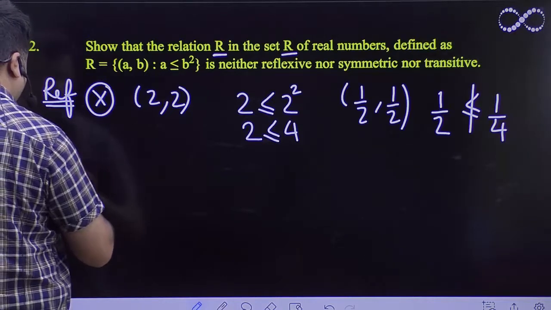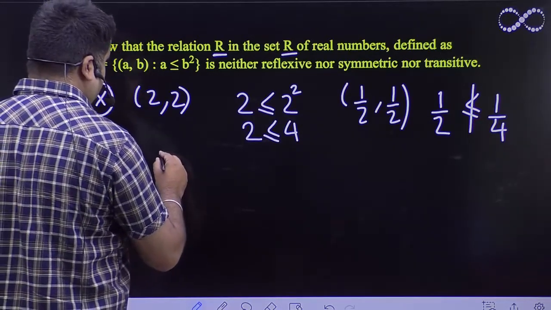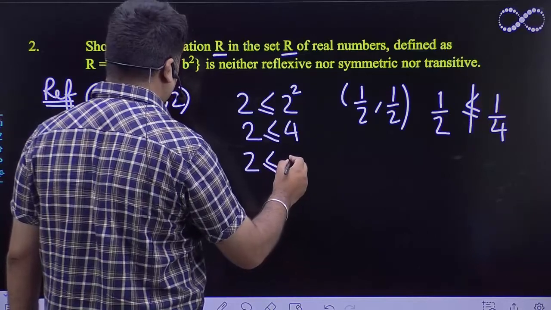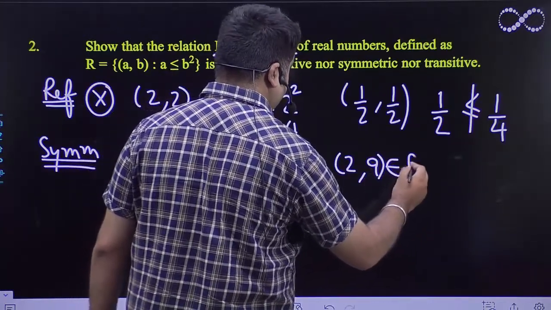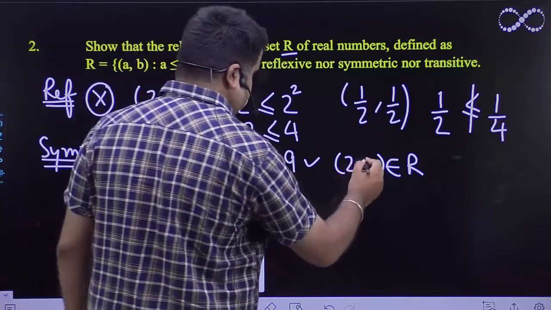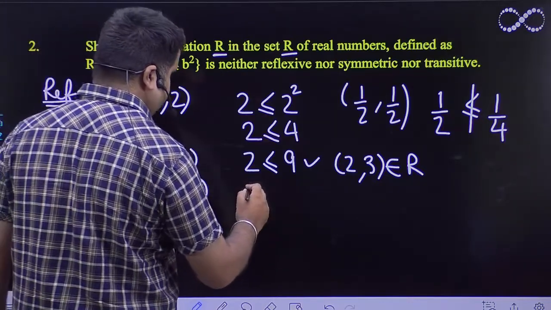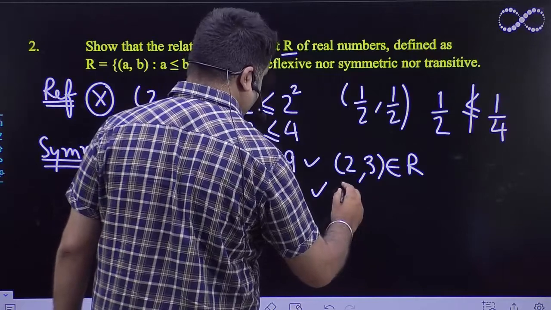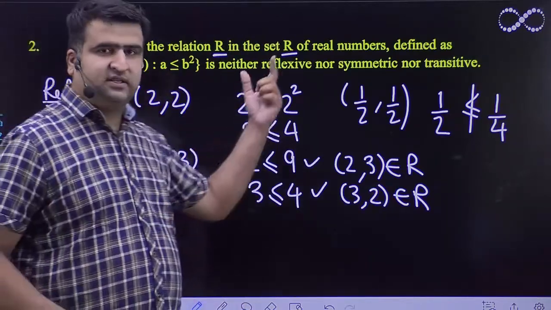Now we'll check for the symmetric relation. Let's suppose (2, 3). We have 2 is less than or equal to 9. So this is true. Therefore (2, 3) belongs to R. If we take (3, 2), we have 3 less than or equal to 2 square, which is 4. So this also satisfies. Therefore (3, 2) also belongs to R. We're discussing one case where this is true and another case where this is not true.